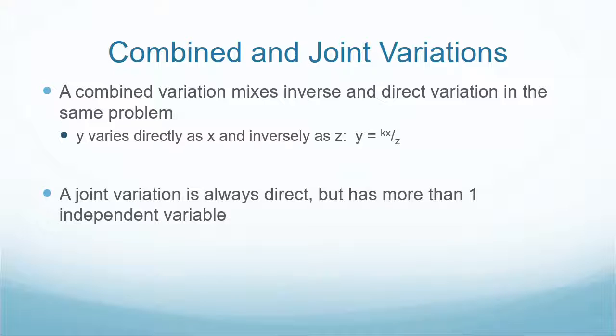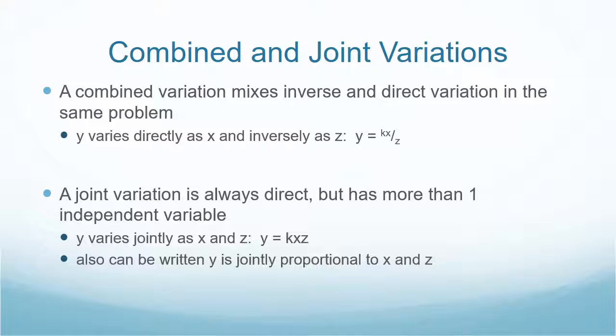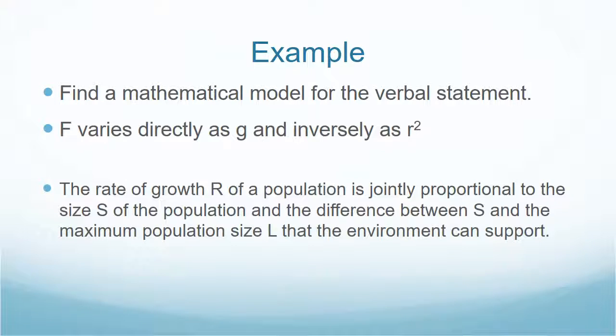A joint variation is always direct, but it's going to have more than one independent variable. For example, y varies jointly with x and z. So y equals k times x times z. So combined will be inverse and direct mixed. Joint will always be direct. It'll just have more than one independent variable. It can also be written as y is jointly proportional to x and z.